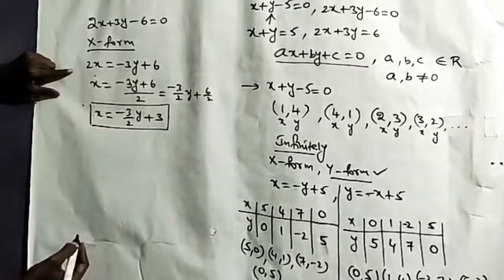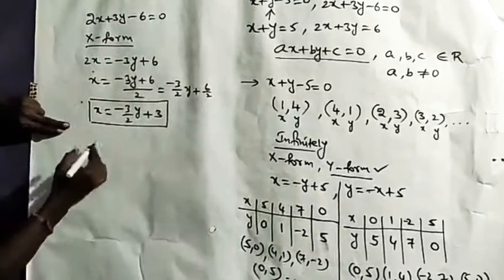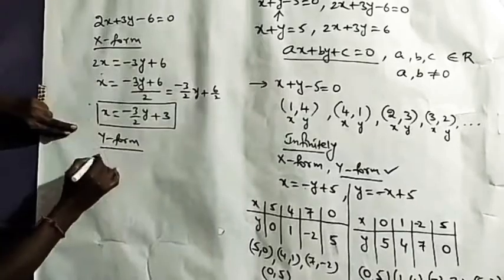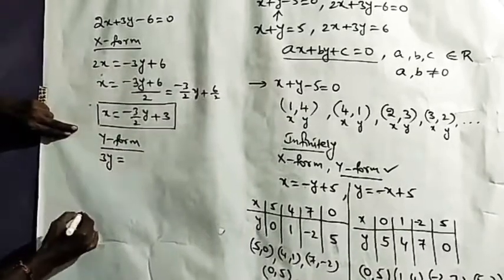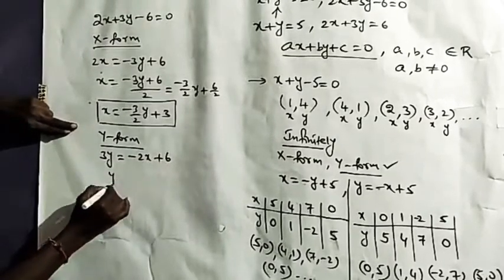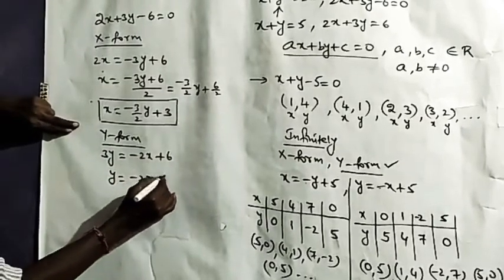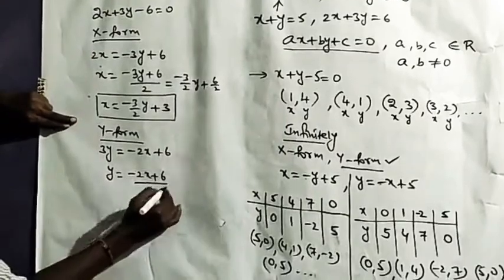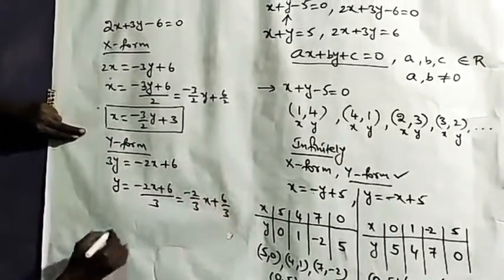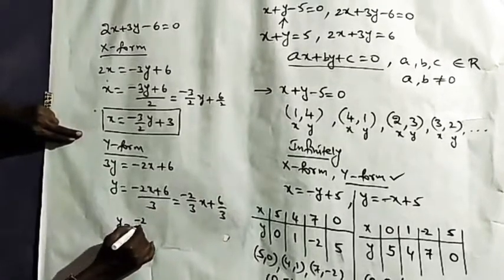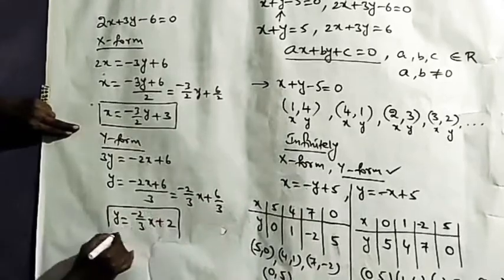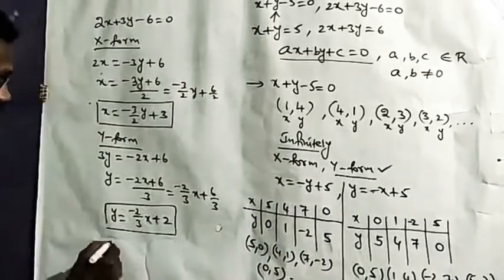Okay. Can you write the y form now? Y form. Making y as a subject. 3y is equal to minus 2x plus 6. Y is equal to minus 2x plus 6 by 3. It is equal to minus 2 by 3x plus 6 by 3. So what is the y form here? Minus 2 by 3x plus 2. This is y form. Now find out the solutions here, children.